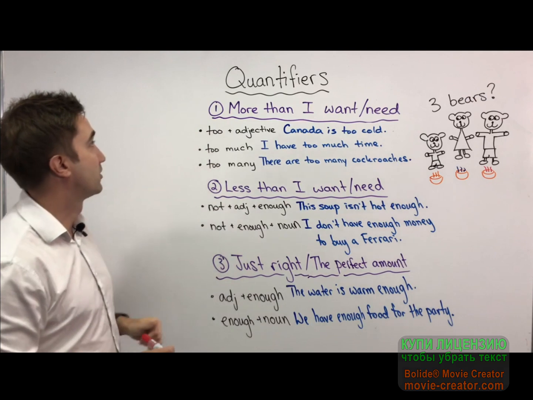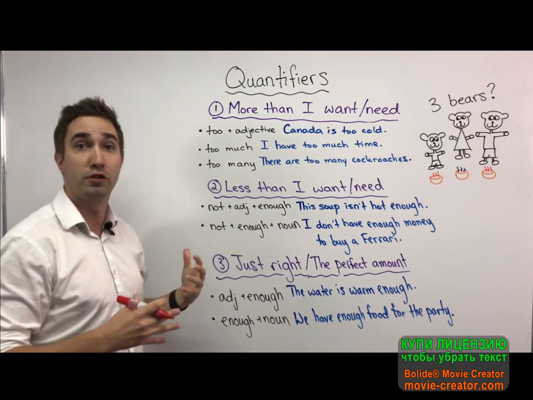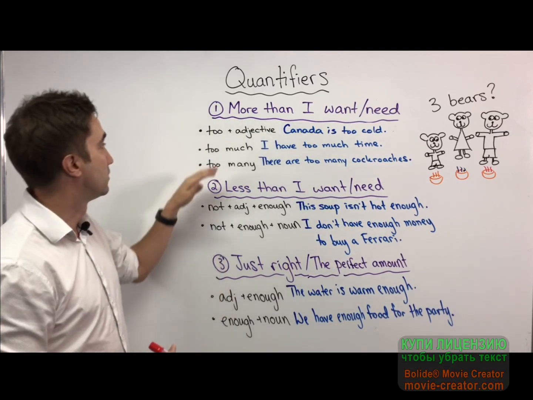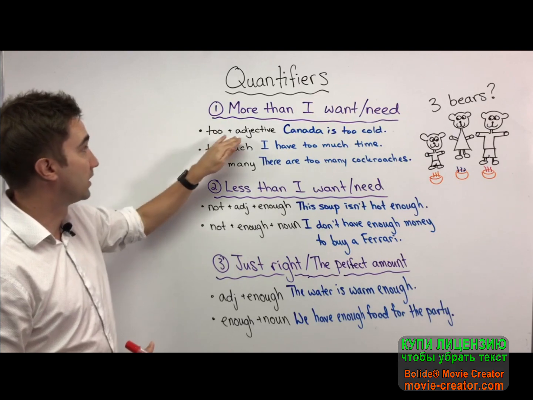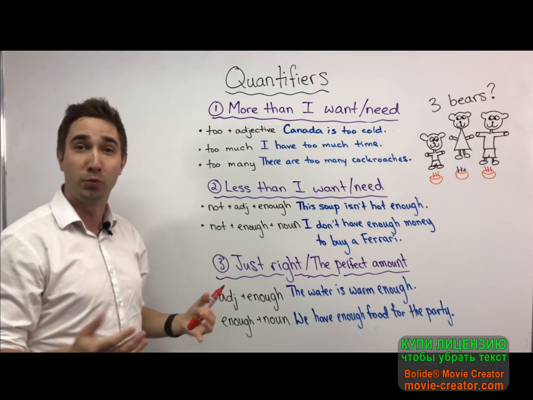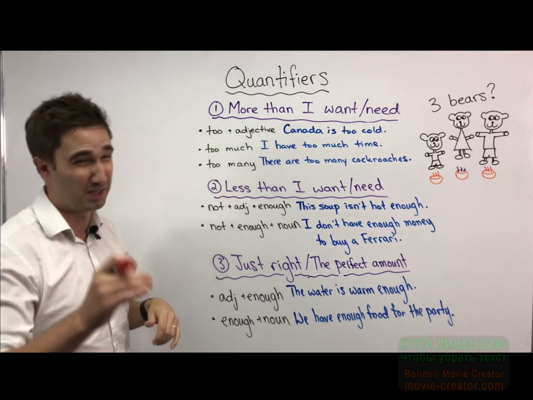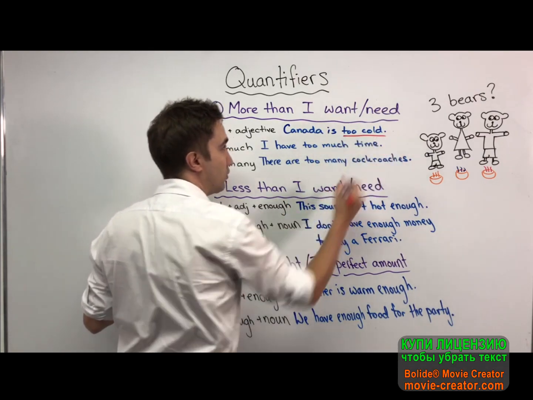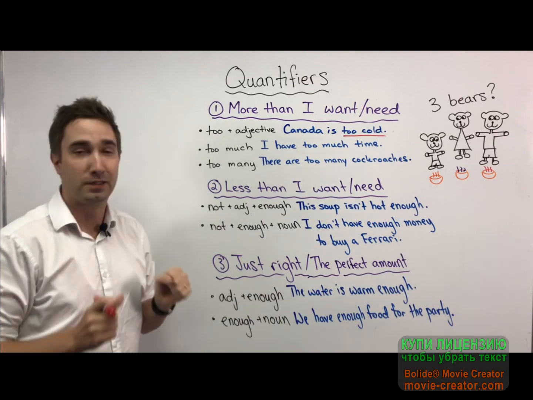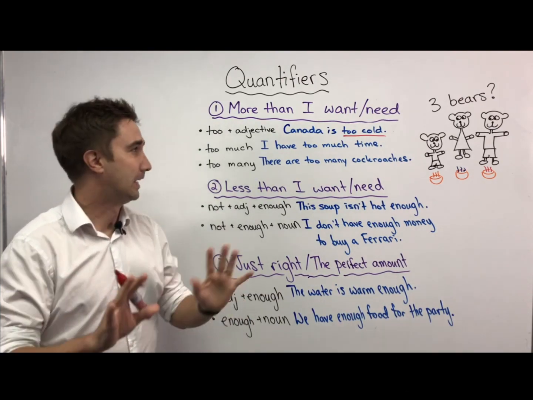All right, first we'll start with more than I want or need. This is something that is not good, okay? It's more than I want, or it's more than I need. So we can use too plus adjective. For example, I live in Singapore. I like hot weather. Why did I leave my country, which is Canada? Because Canada is too cold. It's more than I want. It's more than I need. I don't like cold. It's already snowing there. It's only October. Yeah, not good.